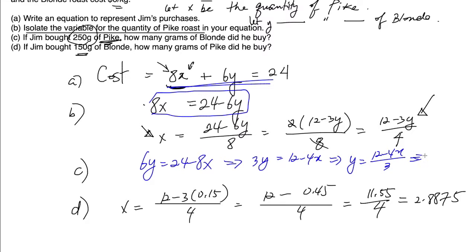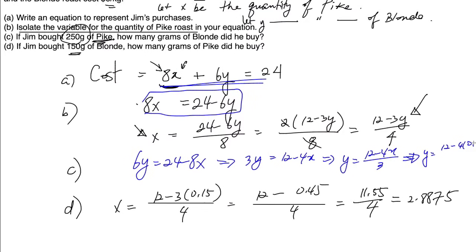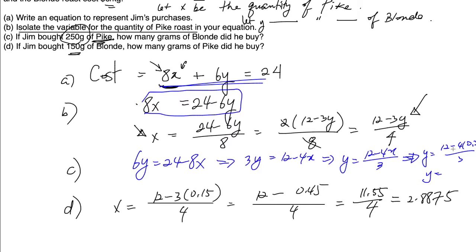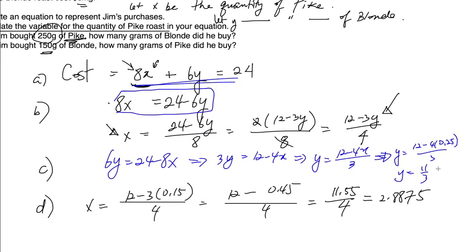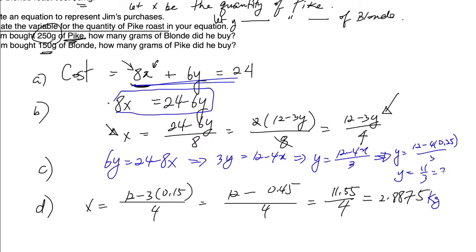Okay, so now we can just plug in for x 0.25. Okay, so that gives you 1, so it's 11 over 3. Okay, that's 11 over 3 kilograms. So this is also kilograms in part D as well. So this is going to be 3 and 0.66 repeating. So let's just say approximately 3.7 kilograms.